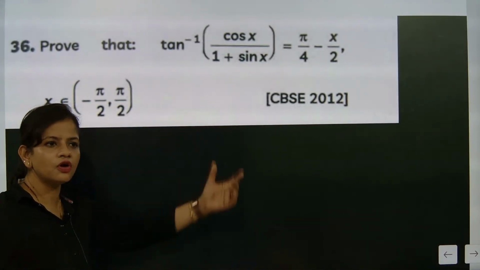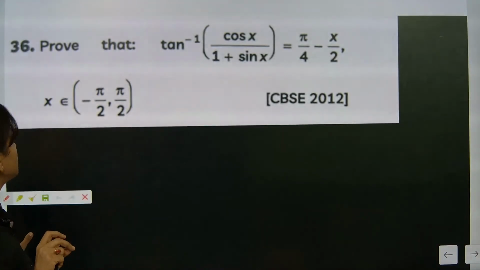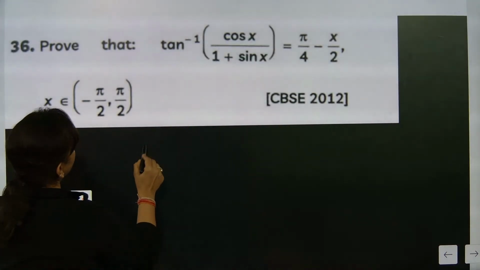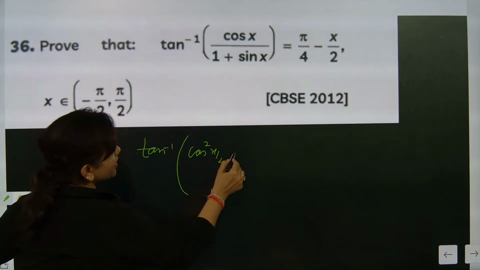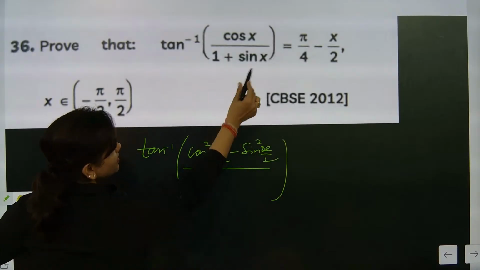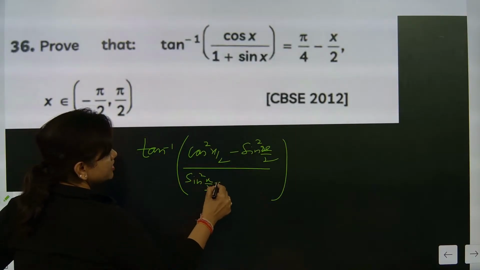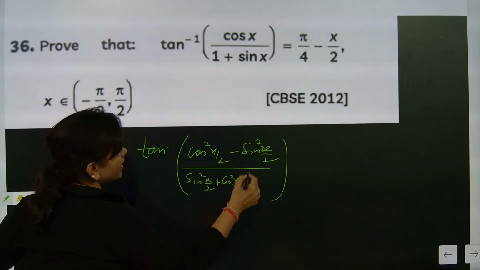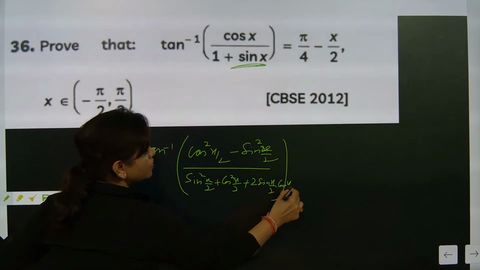Just now, in the morning, we solved one question like this. Please go for this question, CBSE 20, cos inverse. See, cos x, when they ask you, what part are we going to write? Cos x will be written as cos square x by 2 minus sin square x by 2, and 1 plus sin x. I taught you in the morning itself the formula: sin square x by 2 plus cos square x by 2, and instead of sin x we write 2 sin x by 2 into cos x by 2.